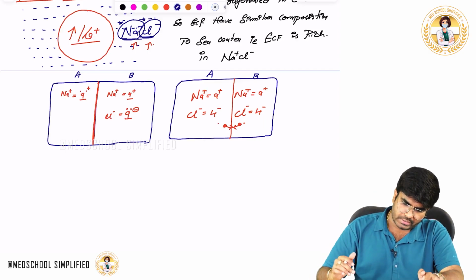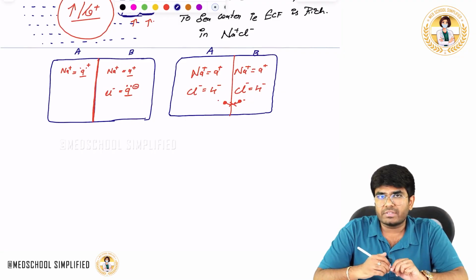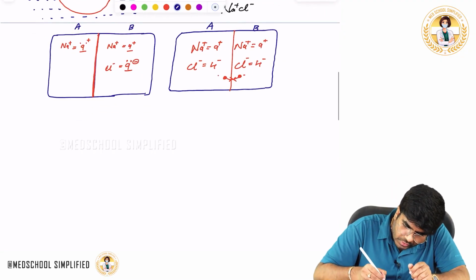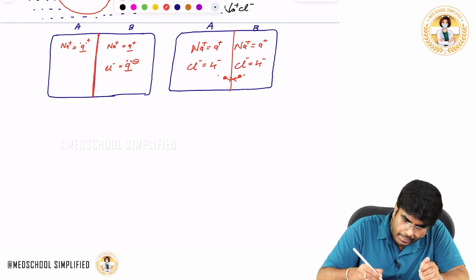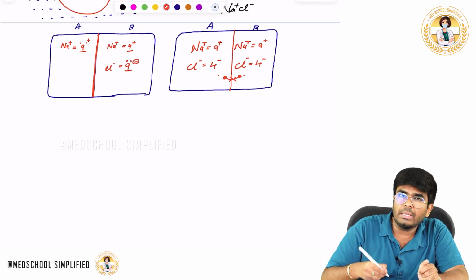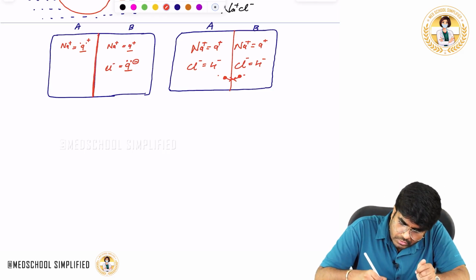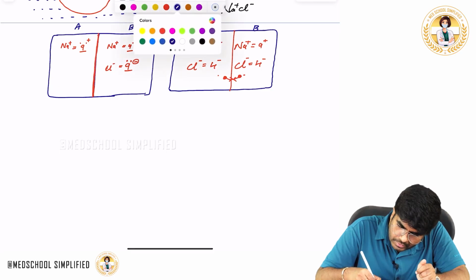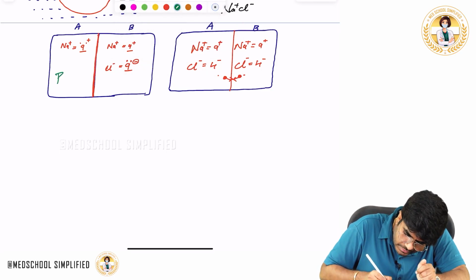Now I am going to explain the Donnan effect. Into compartment A, I am adding a large impermeable molecule. Here I am adding proteins.